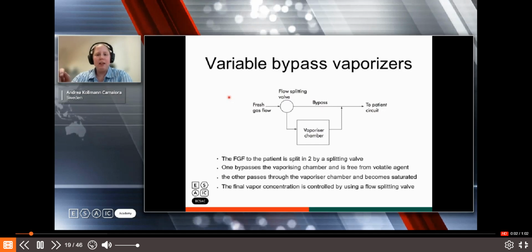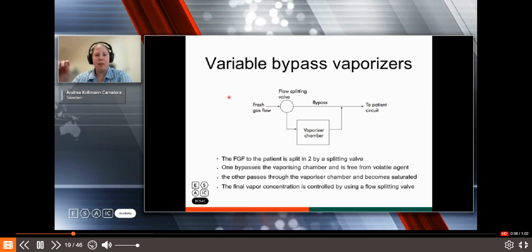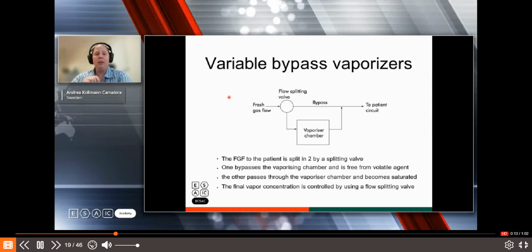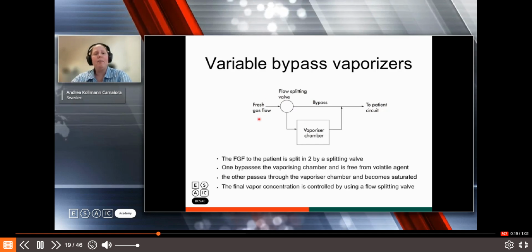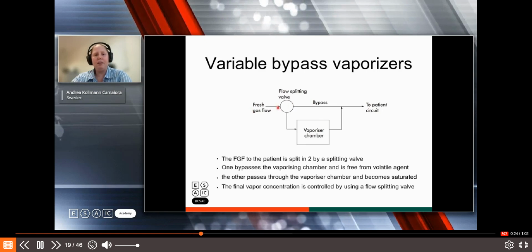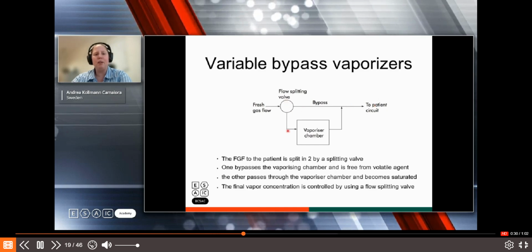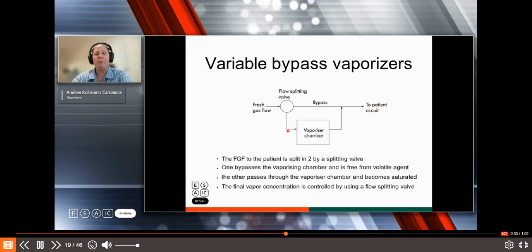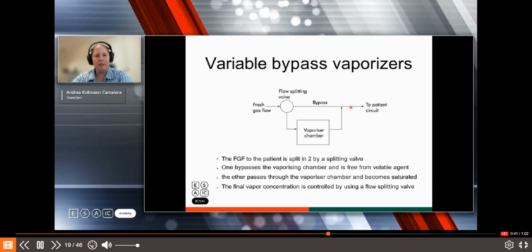So we're going to see the most simple vaporizer, the variable bypass vaporizer. If in the oral examination you are asked to draw a vaporizer, you can start with this one, because it's the oldest model and the most simple to explain how it works. You have your fresh gas flow and a valve, and you say, okay, 95% bypasses the vaporizer and goes to the circuit to the patient, and 5% goes into the vaporizing chamber and gets fully saturated with whichever agent I want to put into the system, and then they join, and I have a final X percentage of gas in my system.